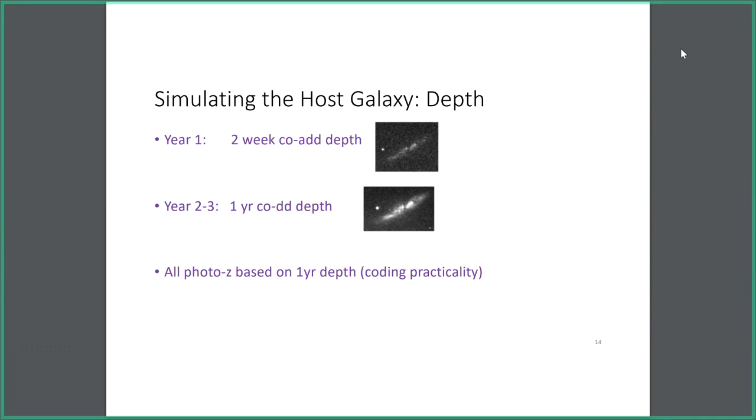All the photo-zs, however, are based on a 1-year depth. It's really a coding practicality. It's a bit more difficult to have the photo-z depth varying in the challenge.